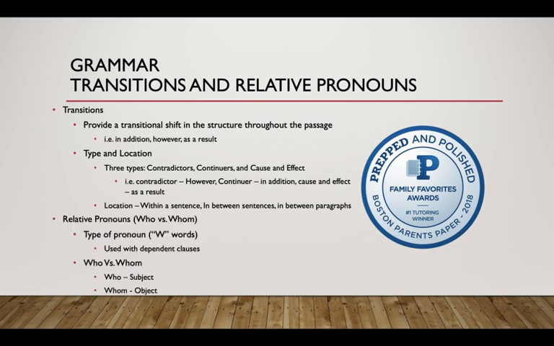The other one that we're going to be talking about today are relative pronouns, specifically who versus whom. Now, I don't know about all of you guys, but sometimes when we're listening to people talk, we incorrectly use who and whom in our daily conversation. I'm here to tell you a few things.